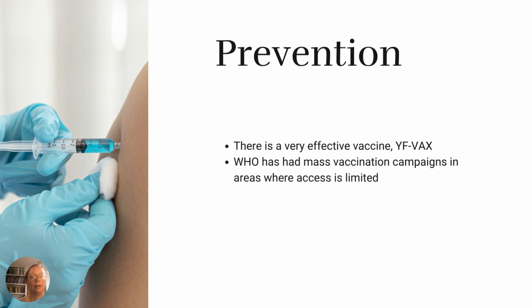Prevention. If you are going to travel to an endemic area, you should get the vaccine because there's a very effective vaccine, yellow fever vax, that is available. The reason why yellow fever is still endemic in these countries is because people are not vaccinated. Perhaps they don't have access to the vaccine. So in the last several years, the World Health Organization has had mass vaccination campaigns in areas where access to the vaccine is limited.